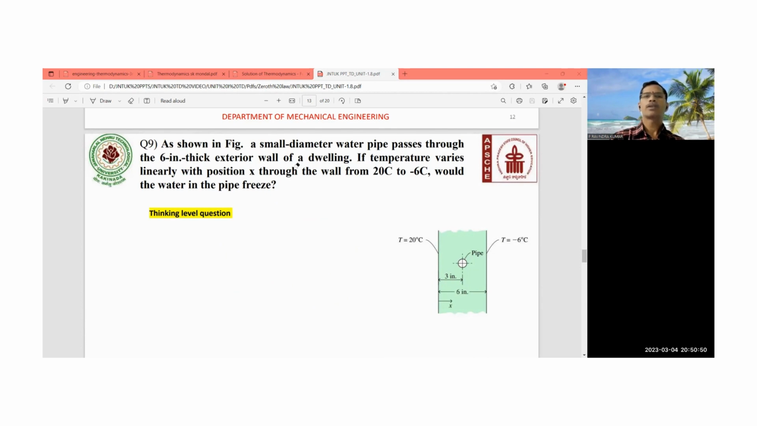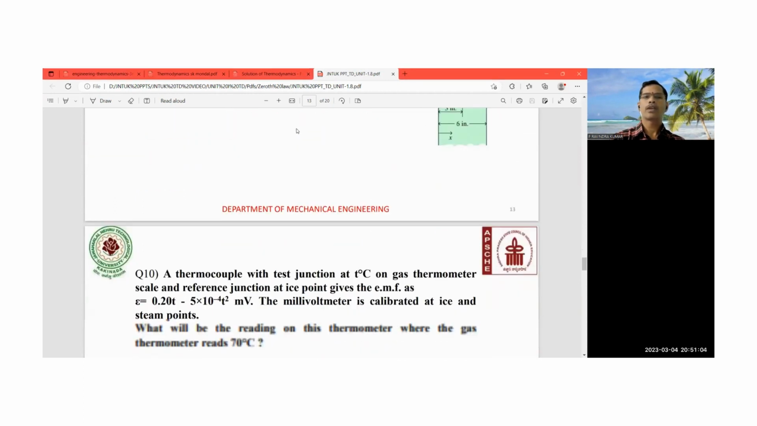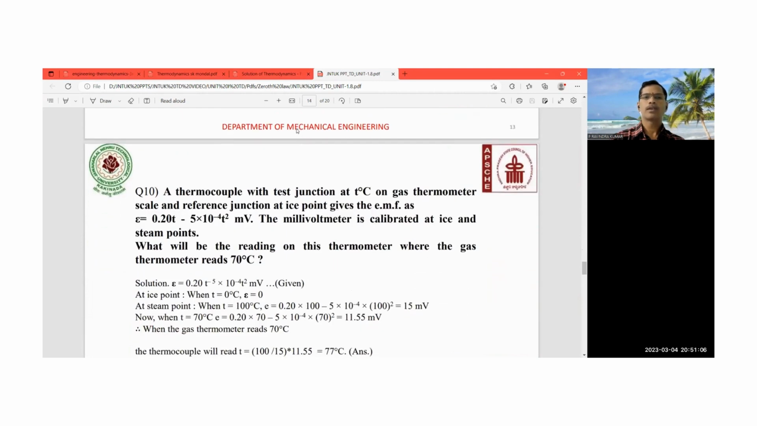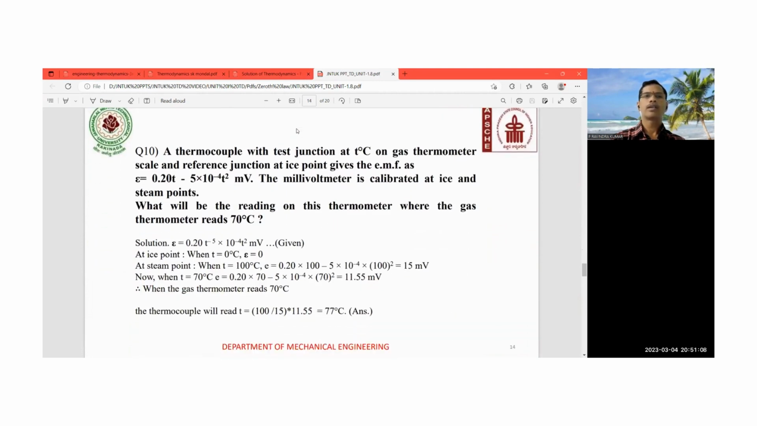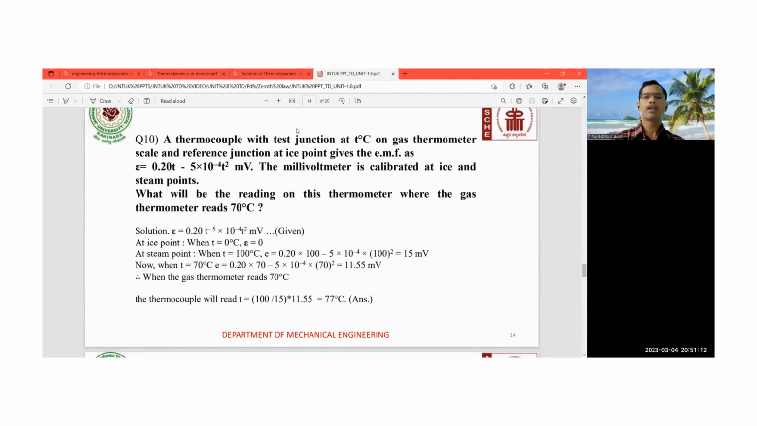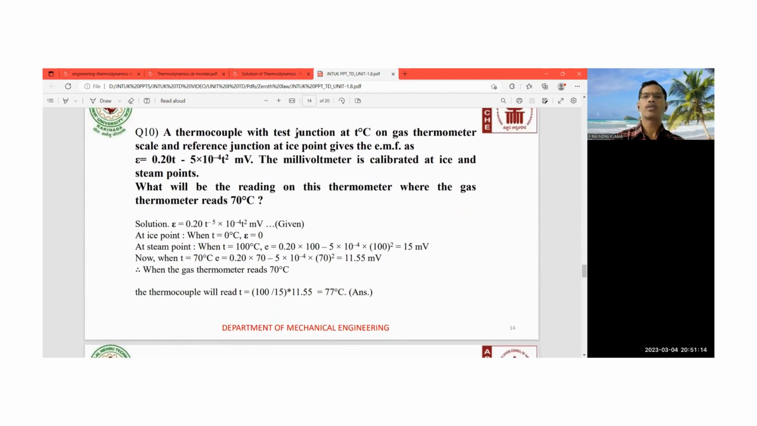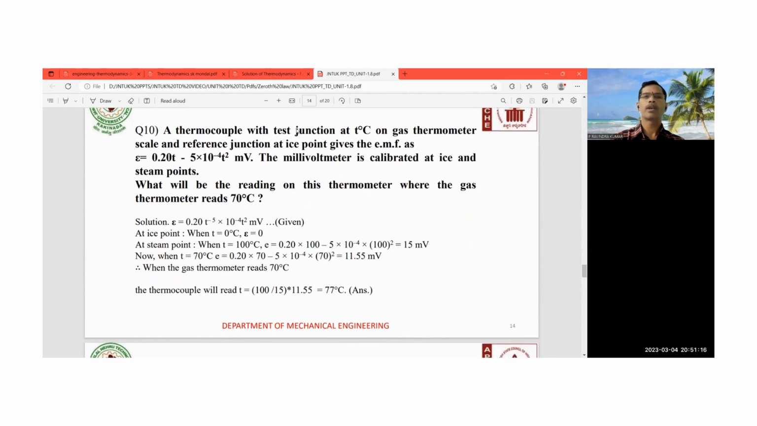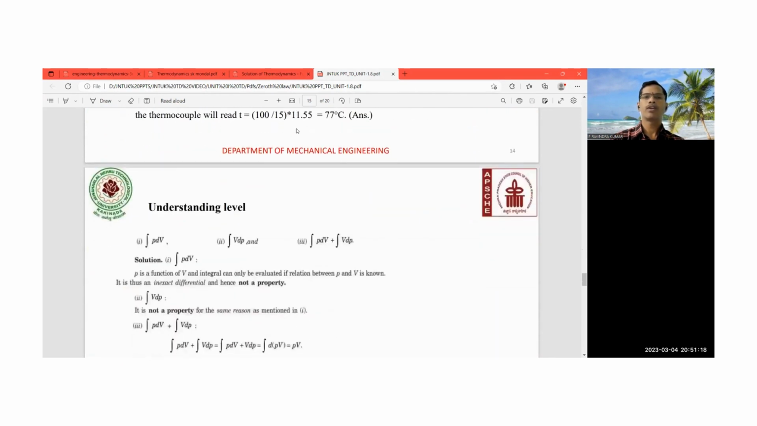The water passes through the 6 inches thick exterior wall of a dwelling, and the temperature varies linearly with the position x. That thing you should strike in your mind: T is equal to mx plus b. If you substitute, then you will get that particular case. This is once again the same problem repeated, the same variety, but with different numericals.